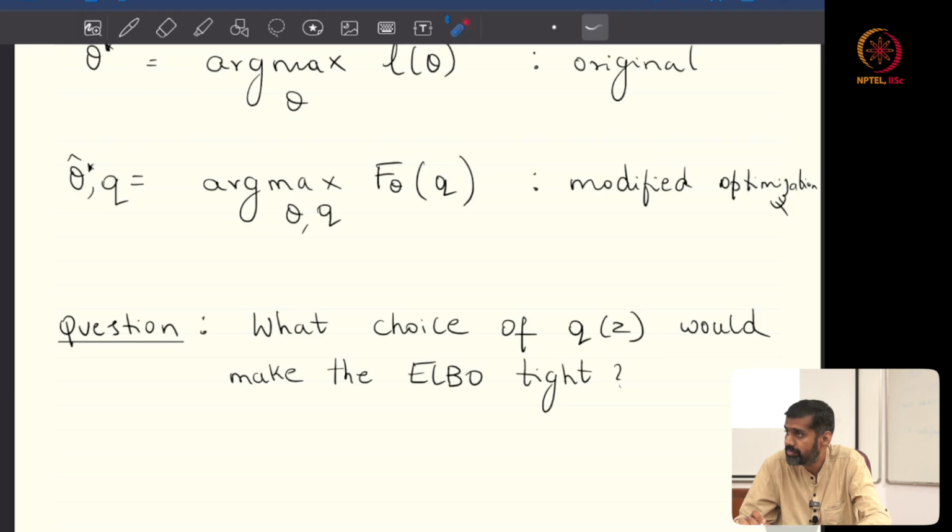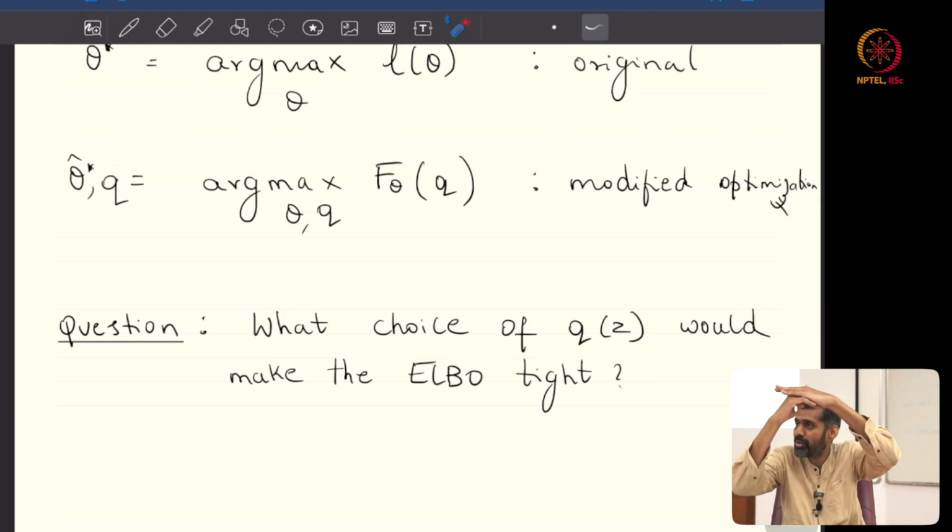Question? Why do we want the elbow tight? It still doesn't make sense, because if it is not tight, then we have space between the L theta and the maximum of this. Isn't that space good, because that makes the likelihood even more? Tightening it to the lower bound is... No, we are not pushing down the likelihood, we are pushing the lower bound up to the likelihood.